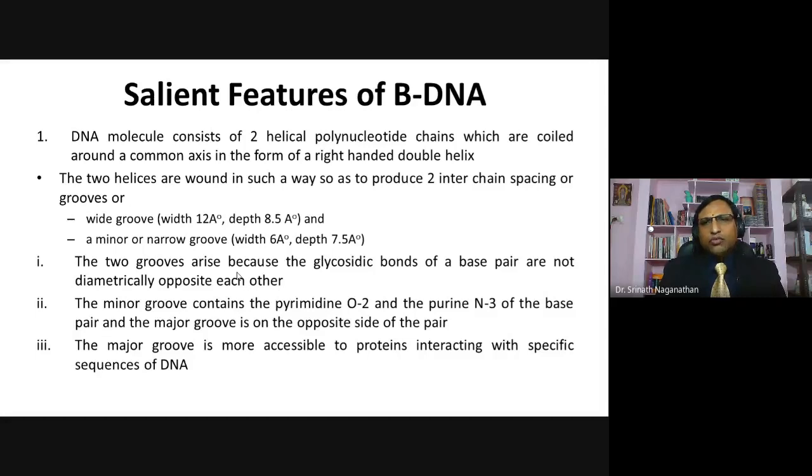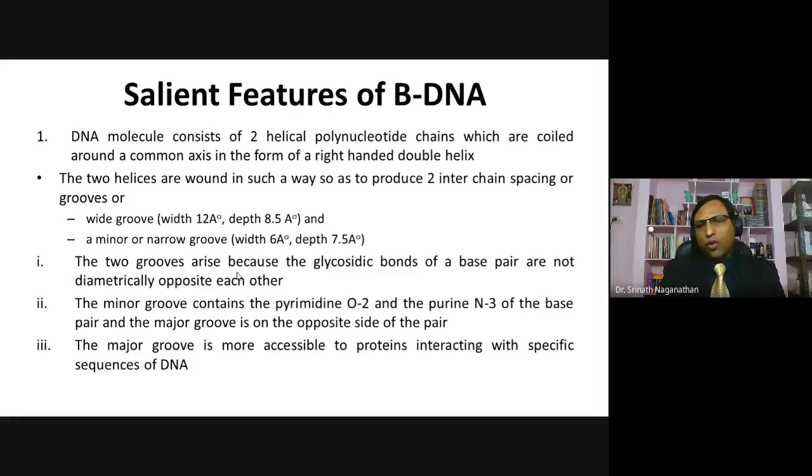So the salient features of the B-DNA are: the DNA molecule consists of 2 helical polynucleotide chains which are coiled around a common axis in the form of a right-handed double helix. That means there are 2 ladder-like structures. Consider a ladder, and it is twisted. So it is forming a helical structure, and they have an axis over which it is wound in the right hand direction.